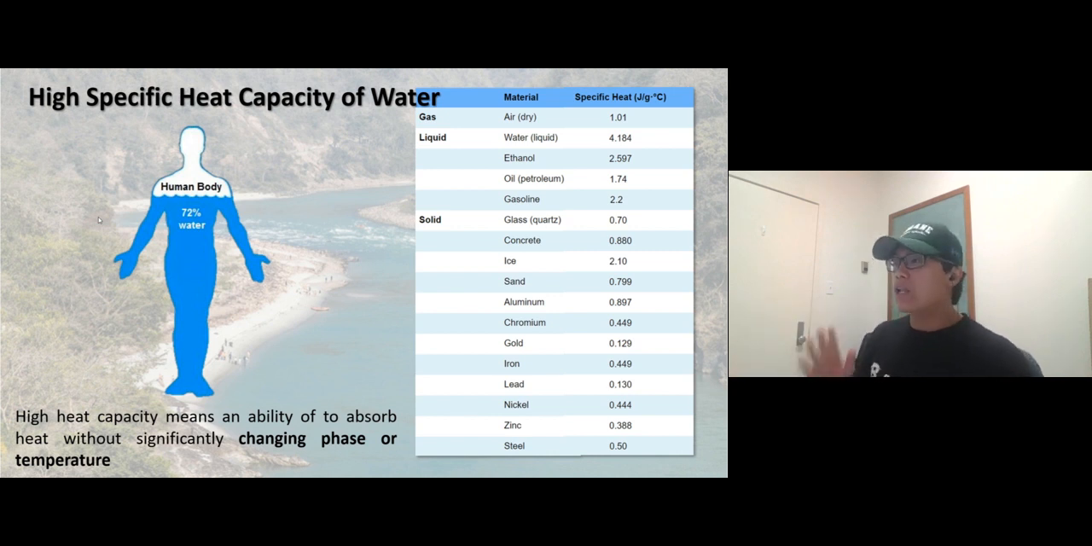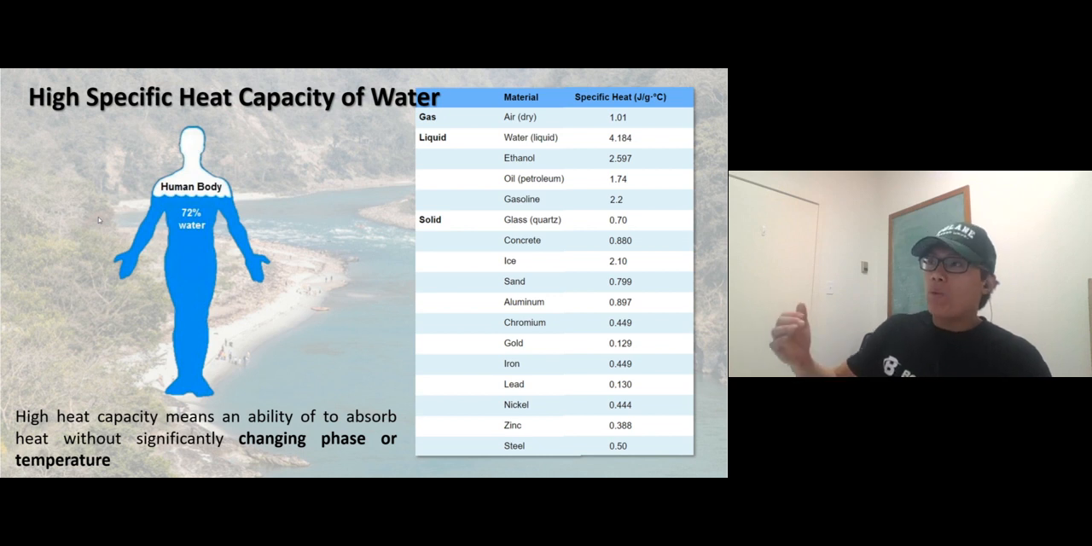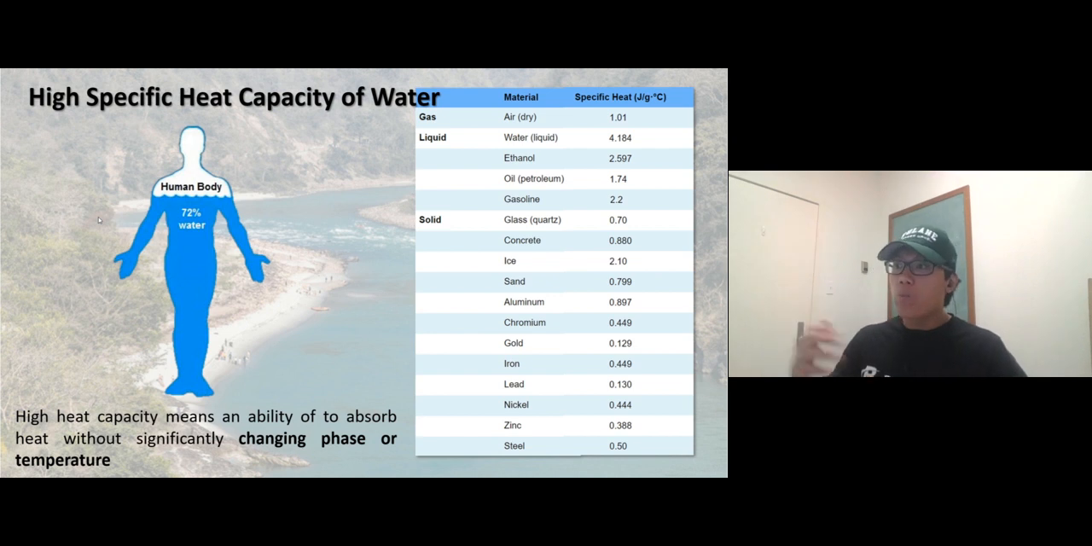So having a lot of water in our body is a good thing for all the enzymes, DNA, and cells, because they can function, right? When the temperature is hot or cold, the water in our bodies stays pretty much the same temperature. Actually, it stays at 37 degrees Celsius. And that allows our enzymes, DNA, and cells to function properly so we can live, right? So that's the reason our body contains 72% water, and water is one of the substances that has high specific heat capacity.